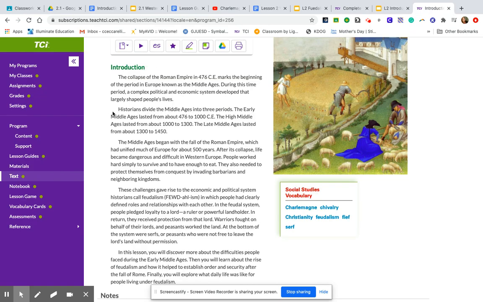Paragraph number 2. Historians divide, let me give you your purpose for reading. What are 3 periods of the Middle Ages? Historians divide the Middle Ages into 3 periods. The early Middle Ages lasted from about 476 to 1000 CE. The High Middle Ages lasted from about 1000 to 1300. The Late Middle Ages lasted from about 1300 to 1450. Again, what are the 3 periods of the Middle Ages?